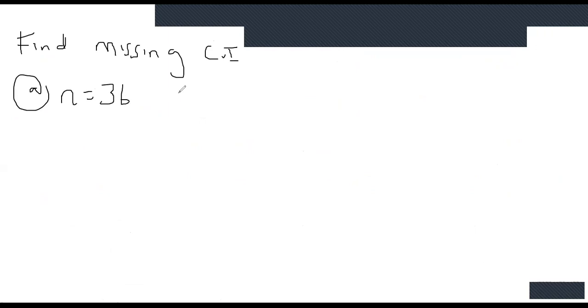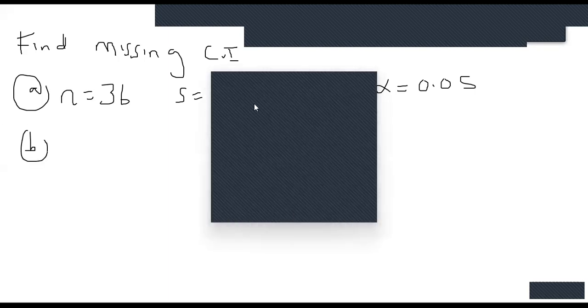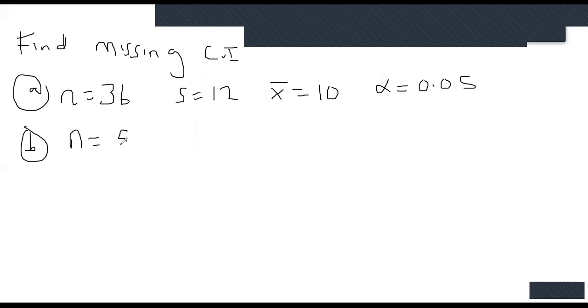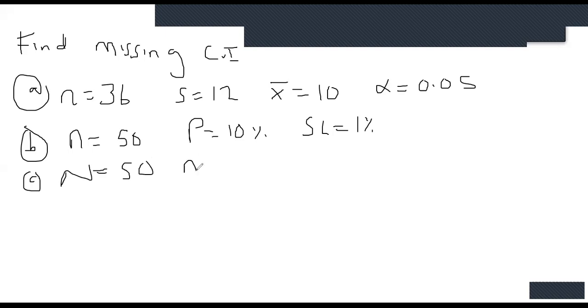Sometimes you'll be asked to find the missing confidence interval. So A, if given N is 36, the standard deviation, the mean is 10, and the alpha is 0.05. Then B, to find the confidence interval, N is 50, right? And P is 10%, and significance level is 1%. And finally, C, given your capital N is 50, your small n is 30, and your alpha is 0.02. So how do we find the confidence interval?